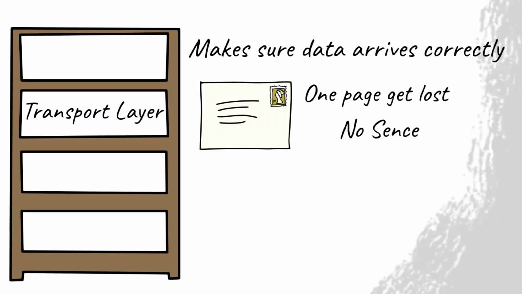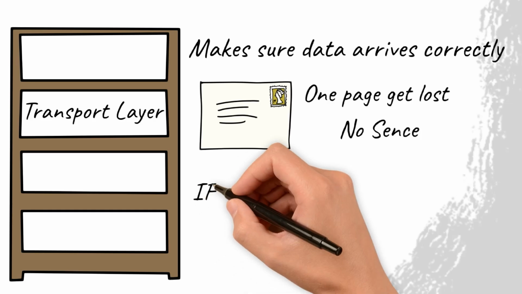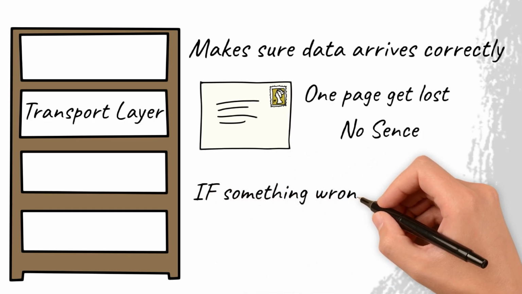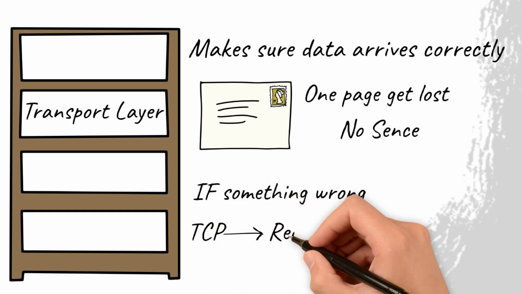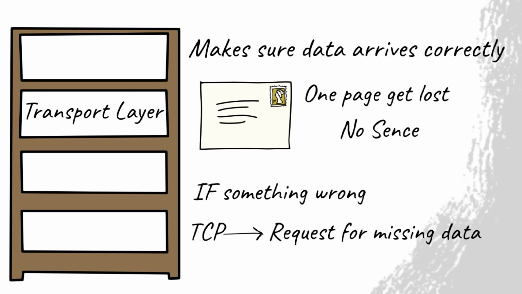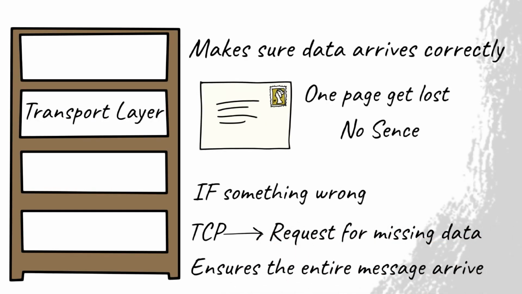It carefully checks that every piece of your message arrives intact. If something goes missing or gets damaged, protocols like TCP step in. They request the missing or corrupted data to be sent again. This ensures the entire message makes perfect sense once it arrives.